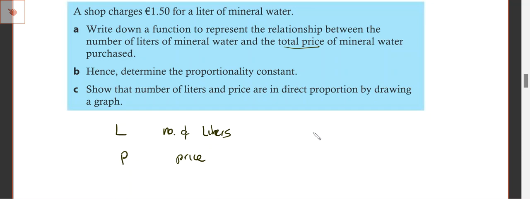Write down a function. So are we going to say that price is directly proportional to the number of litres? No? So we're looking for that. Or should we do it the other way round? Which way round should we do it?